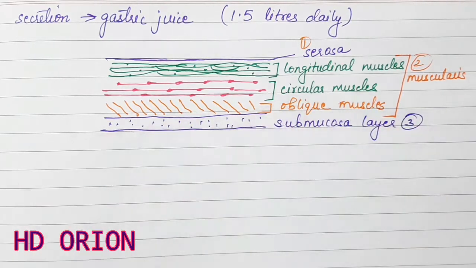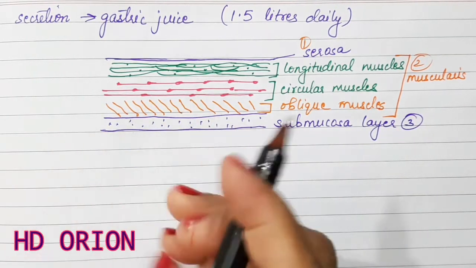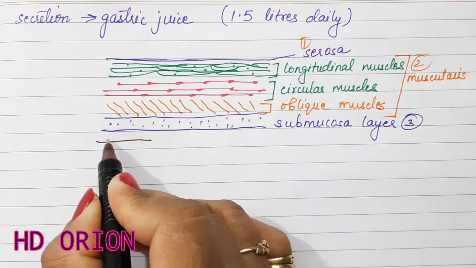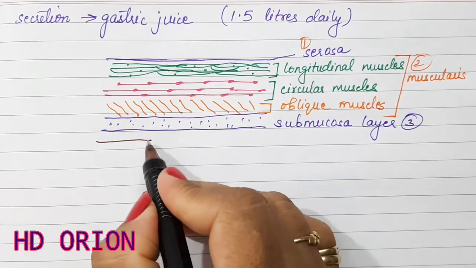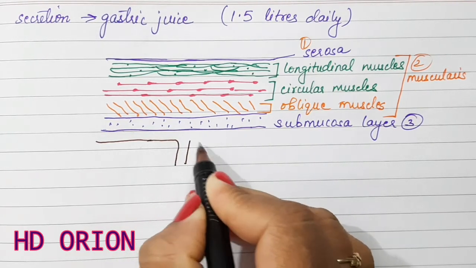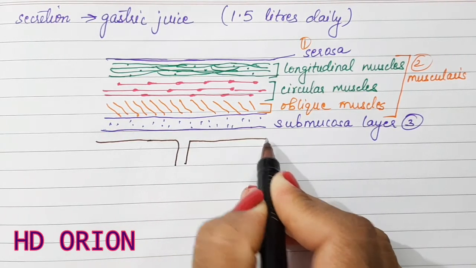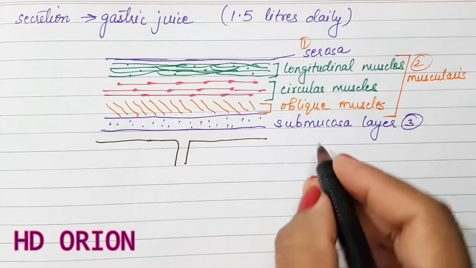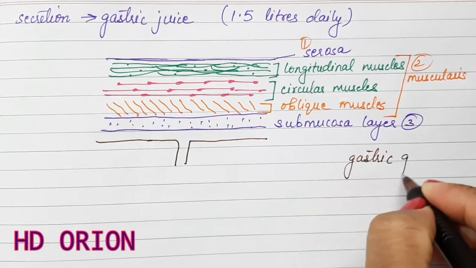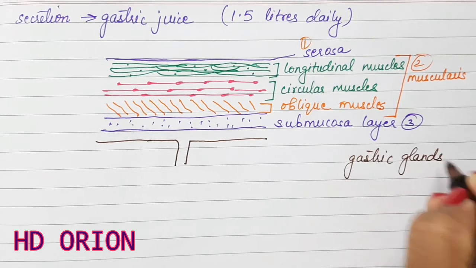This is number 3, and the innermost is the mucosa. Now this is the part which forms the innermost lining of the stomach. This has the glands. The glands that are present in the stomach are known as gastric glands. What is the nature of gastric glands?